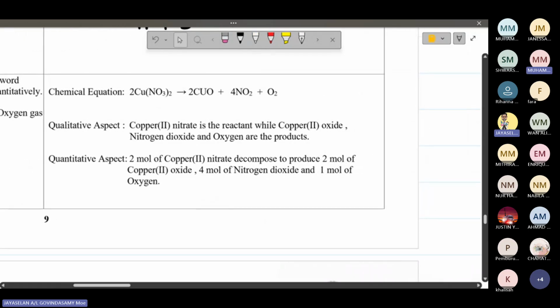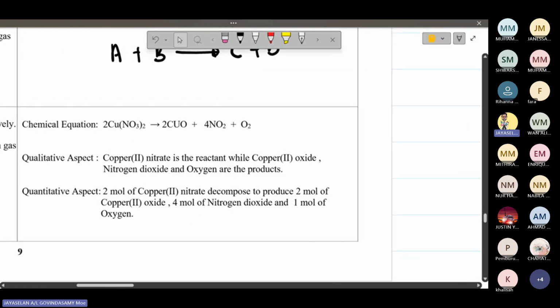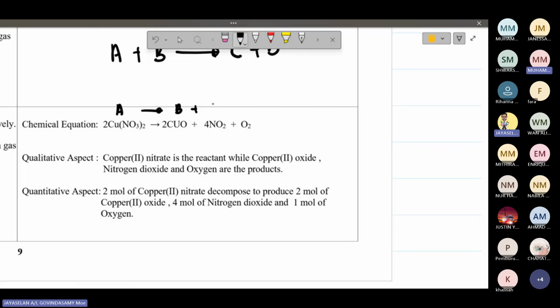I give you one example. Check here. Okay, this is A arrow, gives you B plus C plus D. Any question? No question. Okay, this is your reactant. This is your product.